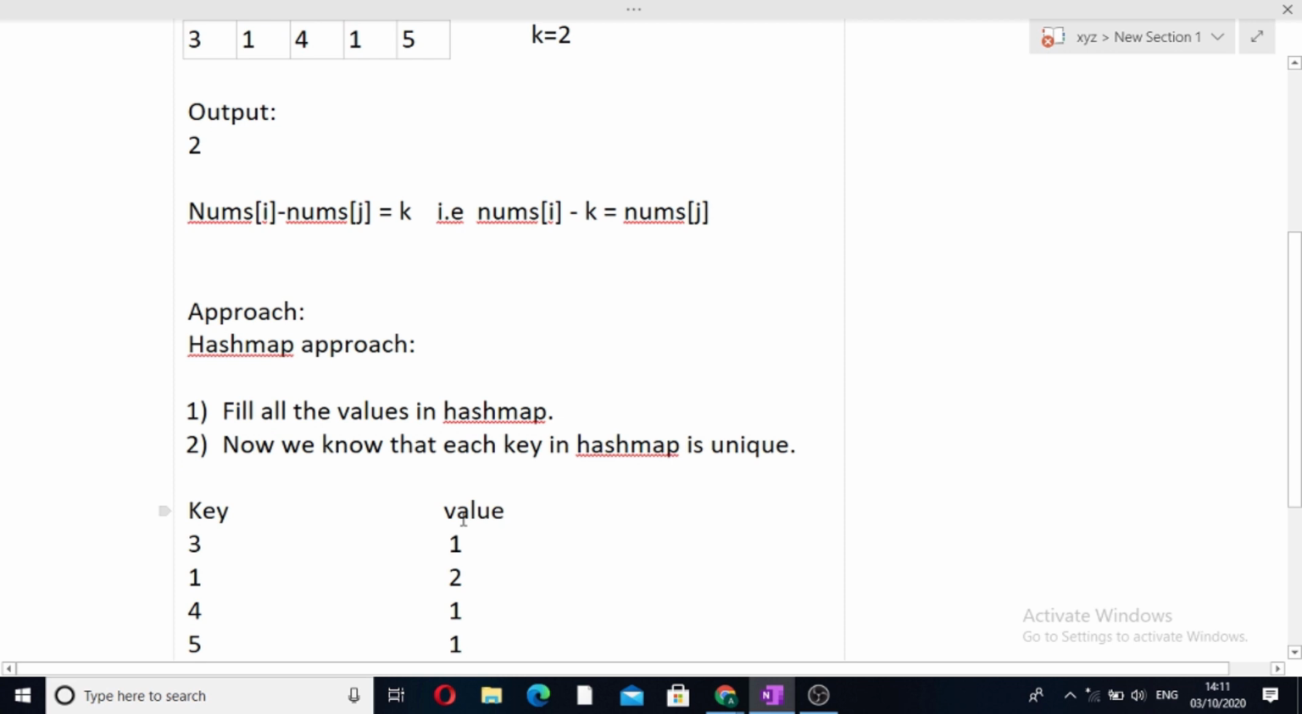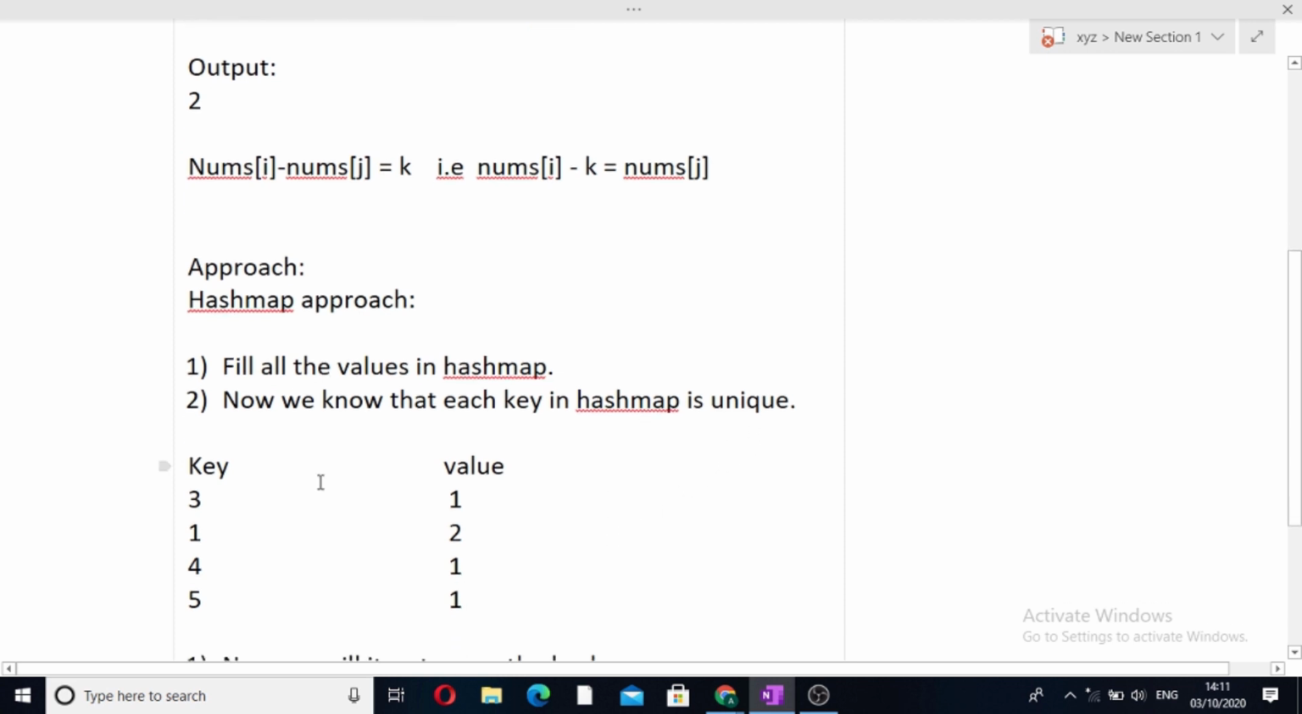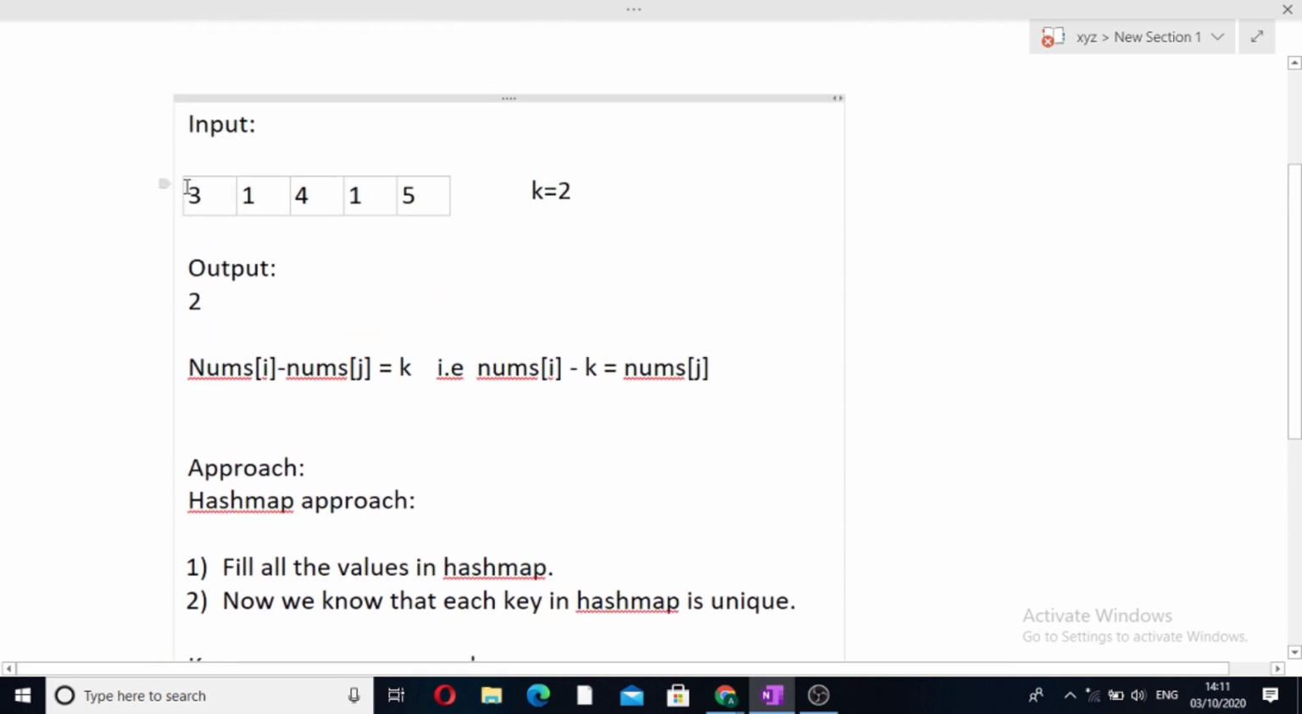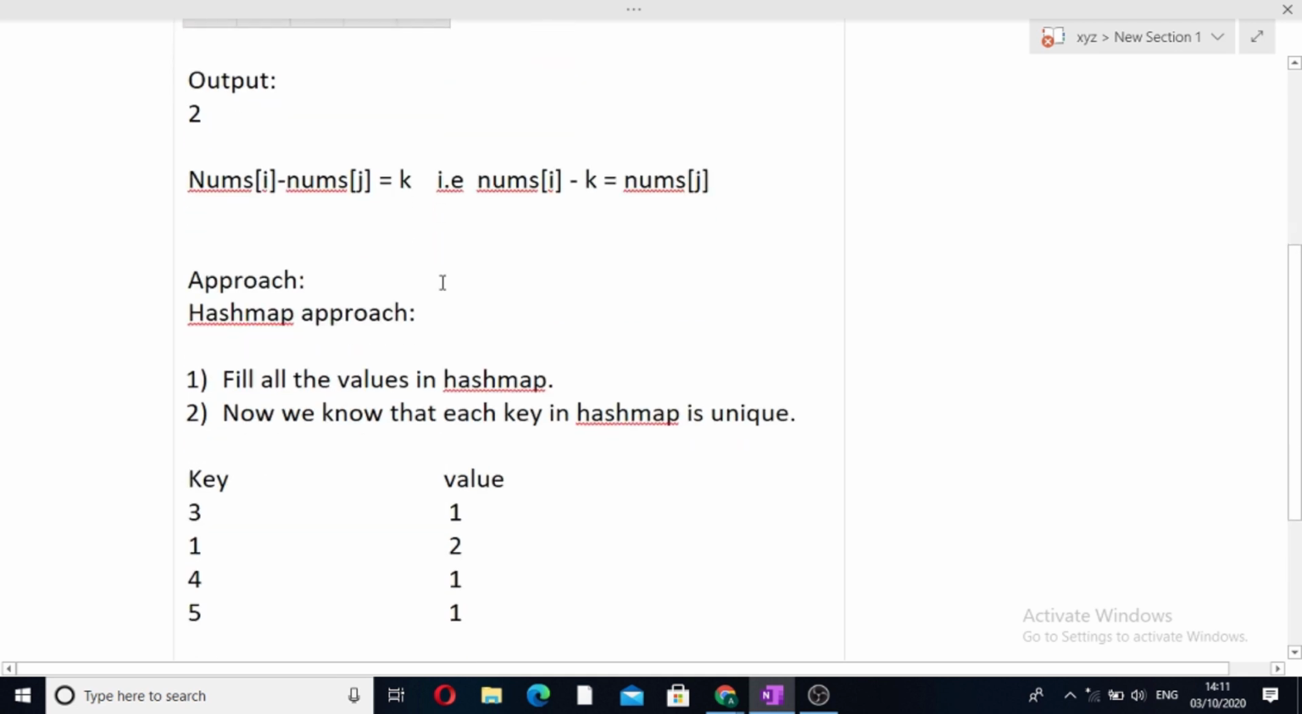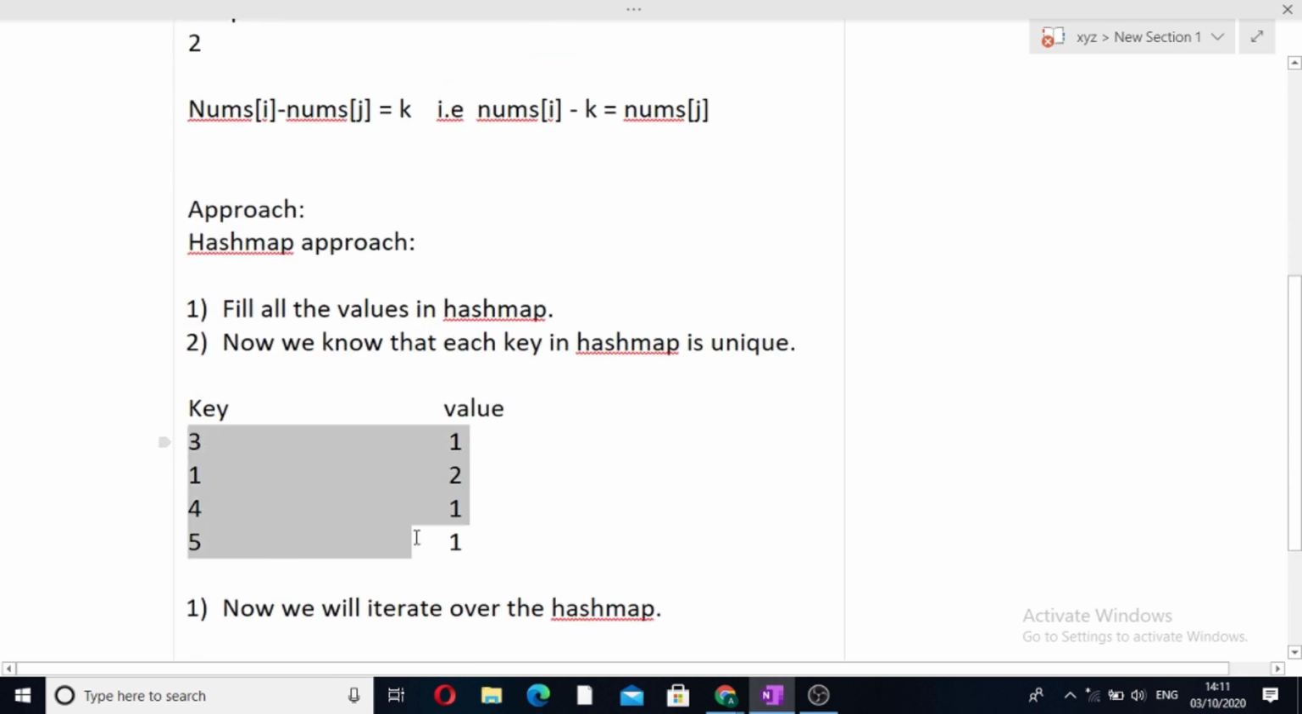Now we know that each key in the hash map is unique. We can see that the total number of values in the array was 5, but the total number of values in the hash map is 4 only. This is because the keys can only be unique. We can notice that 1 has come 2 times, so our hash map converts the repeating value into one key with its frequency. So the total number of unique numbers will be given by the hash map.